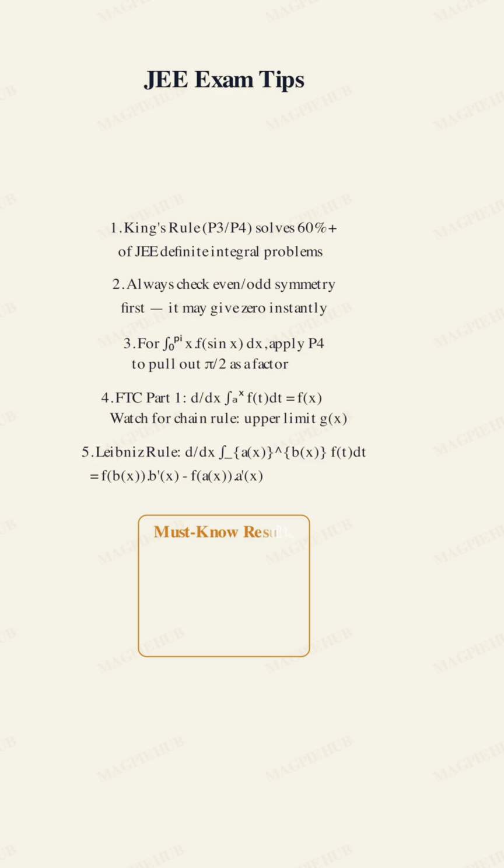Third, for integrals of x times f of sine x from 0 to pi, apply property 4 to factor out pi over 2. Fourth, remember the FTC part 1 with the chain rule. If the upper limit is g of x, you must multiply by g prime of x. Fifth, the Leibniz rule handles variable limits on both sides. Keep these must-know results at your fingertips.